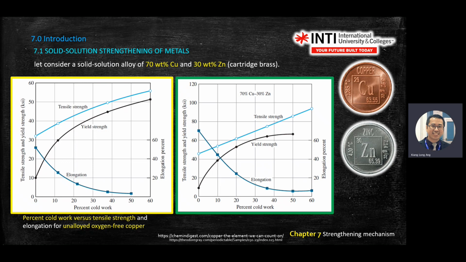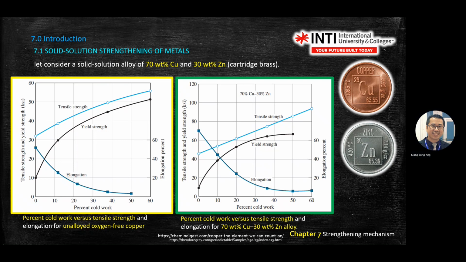Then on the right-hand side, okay. The left-hand side is the unalloyed or hydrogen-free copper. The left-hand side is the one that we want to look into. The left-hand side is pure copper, you can say. The right-hand side is alloying; you already alloyed the metals. So you can see what happened to the line. The elongation from 0 to 60, the elongation line, you can say not much different.